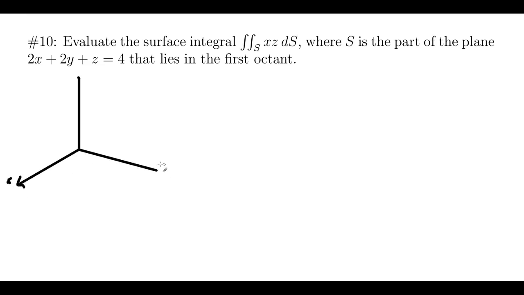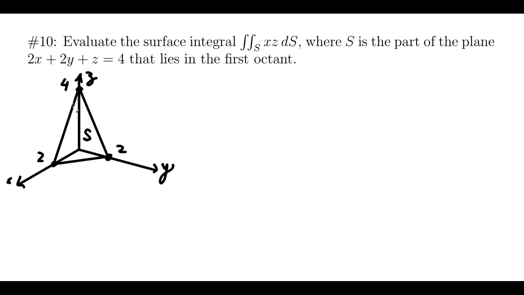So if we have x, y, and z, let's graph this thing here. Well, first off, if x and y are 0, we get z equals 4. Whereas if y and z are 0, then x equals 2. And similarly, if x and z are 0, then y equals 2. So it looks like we get something that looks sort of like this. This is our surface S.